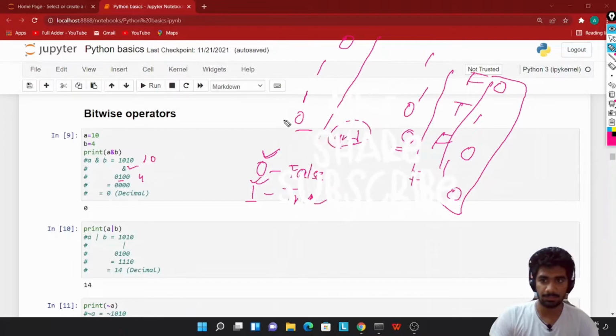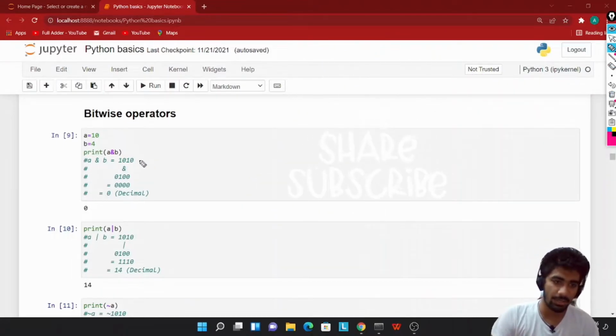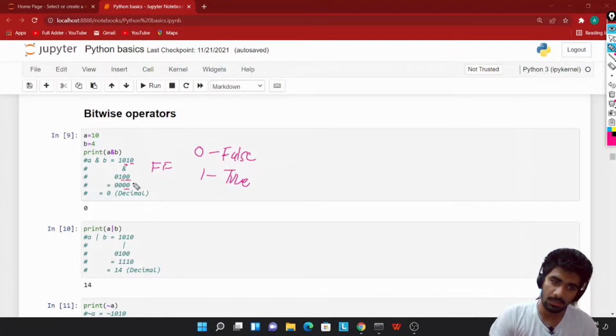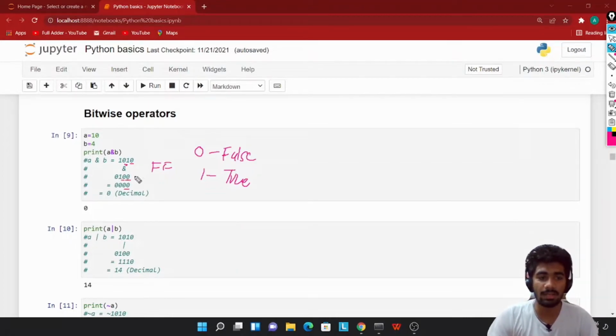Let's try to check that. Here the first digit is 0 and this first digit is 0. So 0 and 0 both are false, right? As I said, 0 is false. Let me write it to make it clear. 1 is true. Here we can see that both are zeros, which means the output should be false. Here you can see the first one is true and the second one is false. Looking at the AND table, true and false gives false.